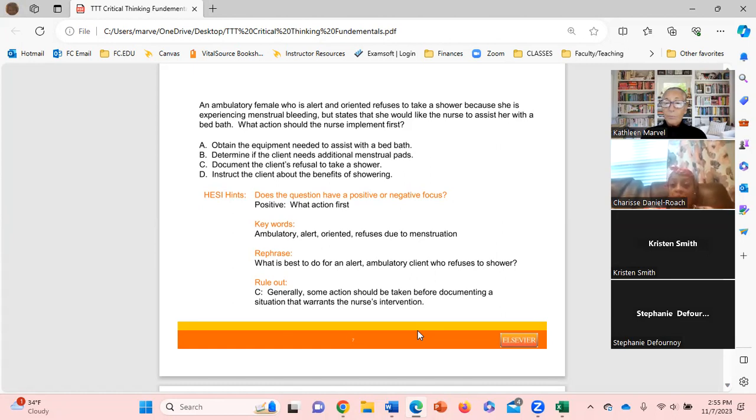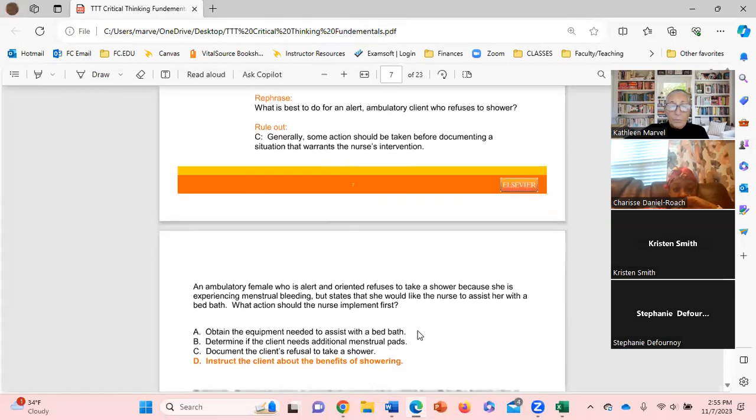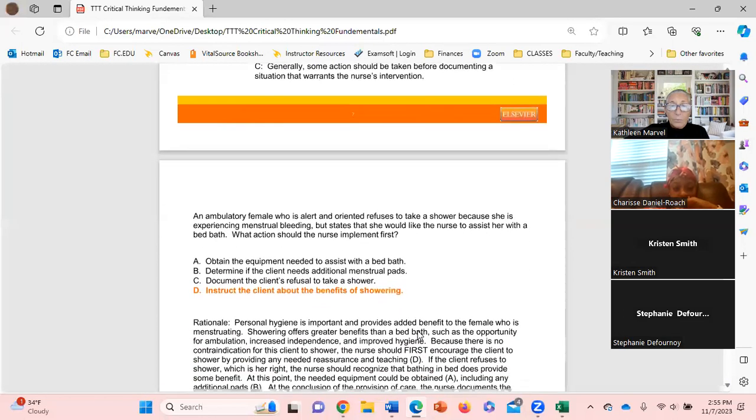Wouldn't it be refreshing to take a shower, since you have your menstrual? But yeah, we have to rephrase it in a way for her to get up. Well, your key words, I can see the client's ambulatory, alert, oriented, and refuses to shower. Well, what's wrong with that picture? They should be able to do that. So what's the right answer? A refusal, document the refusal?